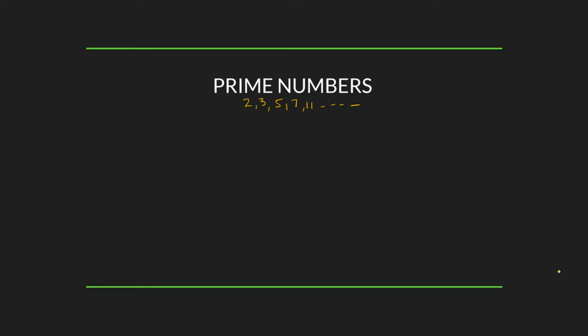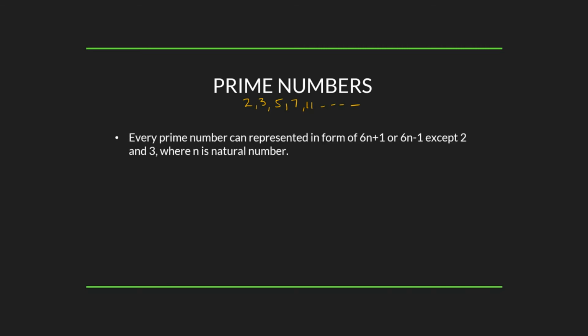Let me share some interesting facts about prime numbers. Every prime number can be represented in form of 6n plus 1 or 6n minus 1 except 2 and 3, where n is a natural number. For example, 5, which is a prime number, can be represented as 6 into 1 minus 1. 2 and 3 are the only two consecutive natural numbers which are prime too.